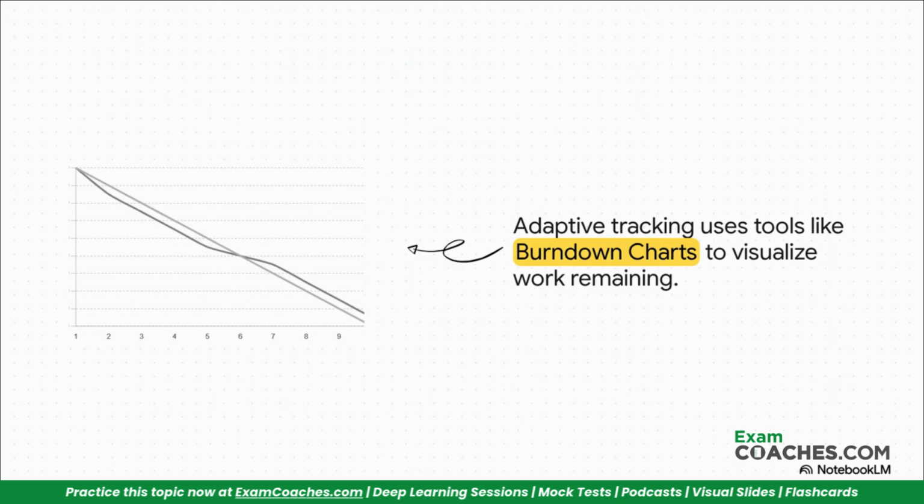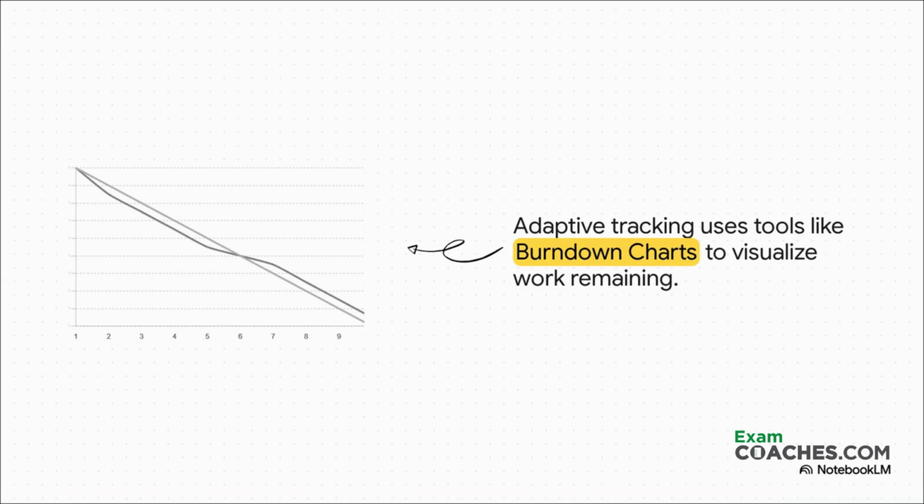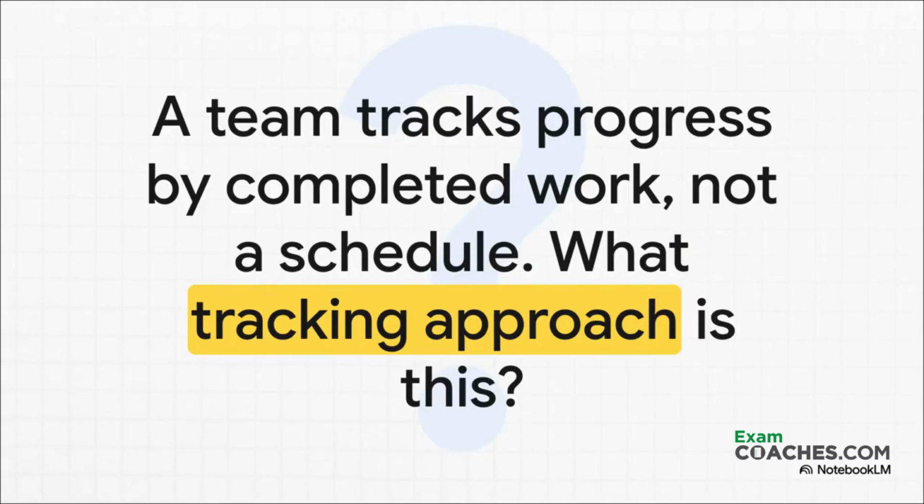And this right here is a classic tool for that, the burndown chart. It's a super simple but really powerful visual. It shows the whole team exactly how much work is left and if they're on pace to finish it in time. It's all about making progress visible. Okay, one last scenario just to really nail this down. This question is designed to see if you can spot the difference between tracking against a rigid schedule versus tracking based on actual completed work. Getting this distinction right is absolutely crucial.